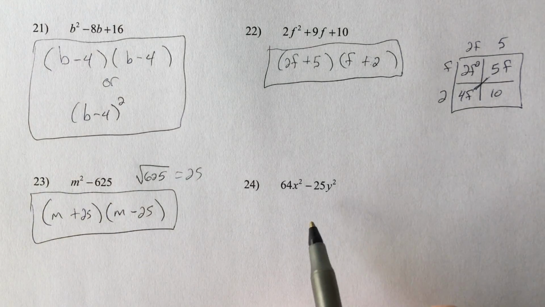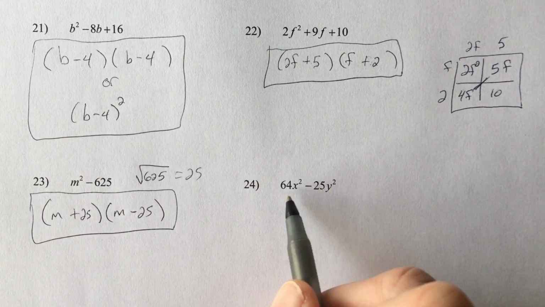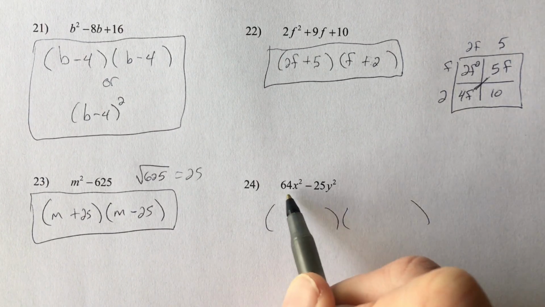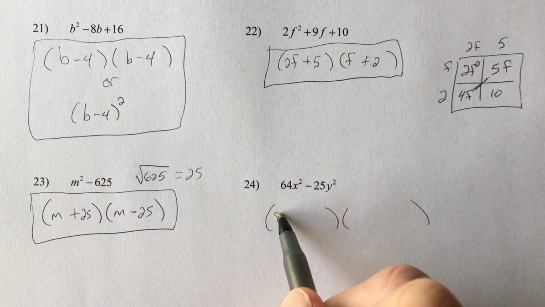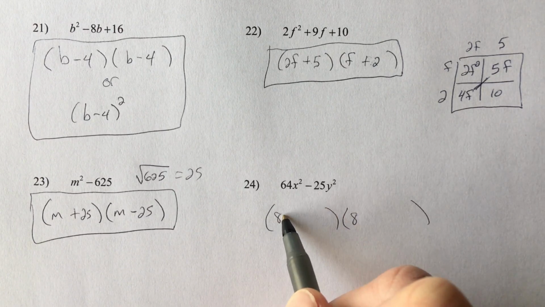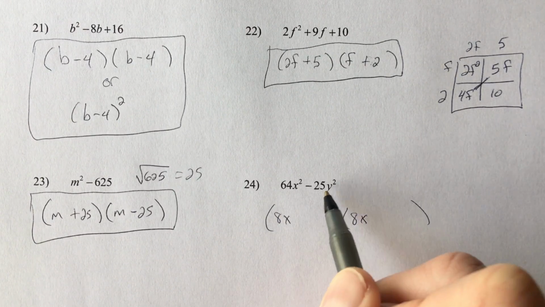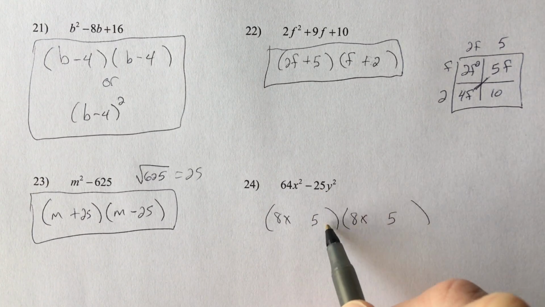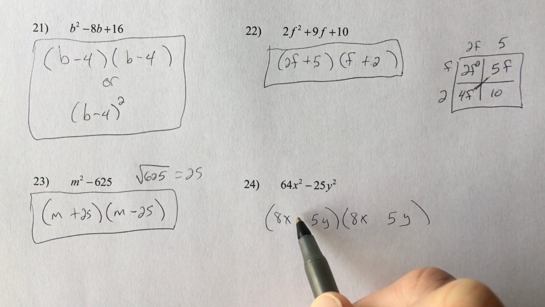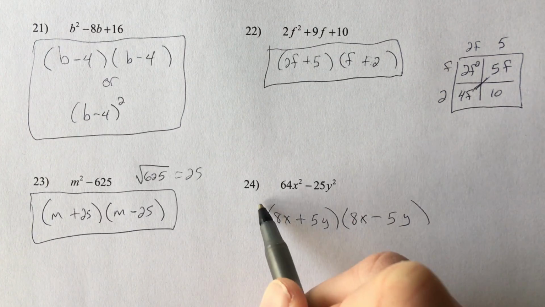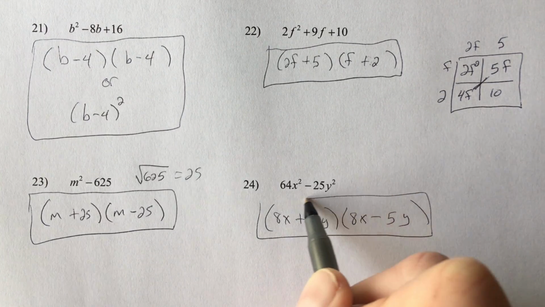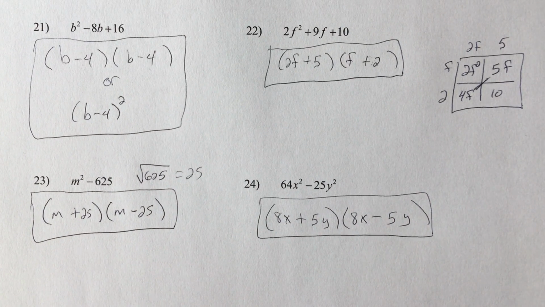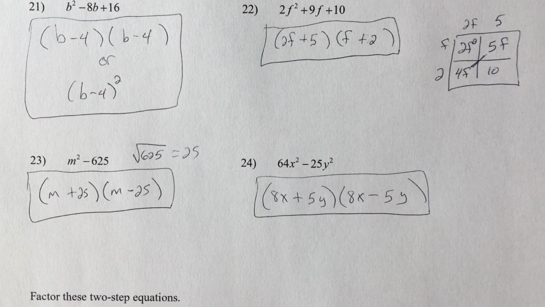Okay. And then on this one, again, we have two terms that are subtracting. So right away I'm thinking, well, what times itself equals this? So 64 is 8 times 8. X squared, of course, is x times x. 25 is 5 times 5. And then y squared is y times y. One of these would be plus, one of these would be minus. And there's our answer there. Okay, so those are solved similarly to what we did on the first part.